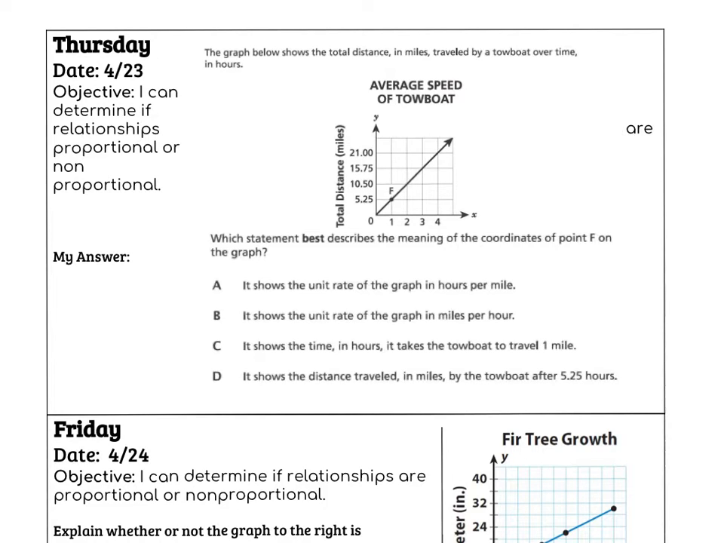All right, Thursday's warm-up. Still talking about proportionality. The graph below shows the total distance in miles traveled by a towboat over time in hours. Which statement best describes the meaning of the coordinates of point F on the graph?